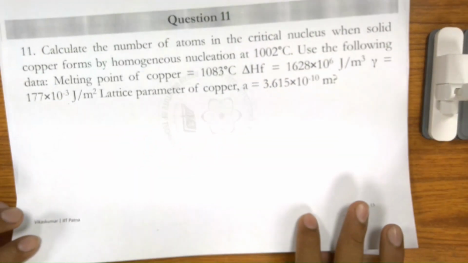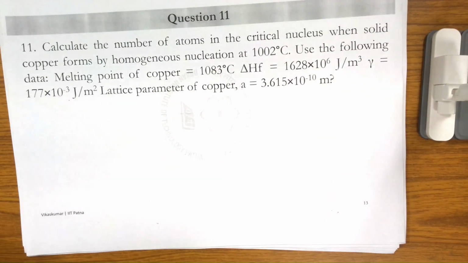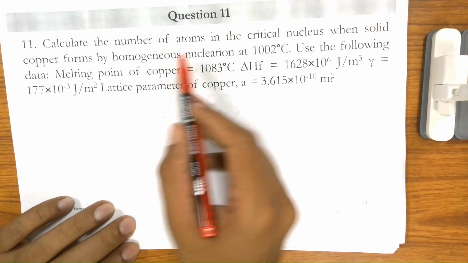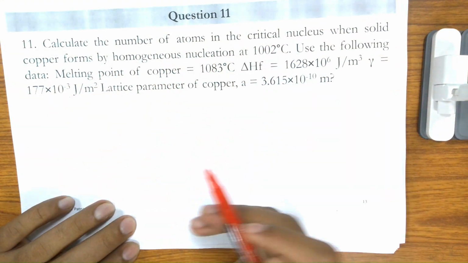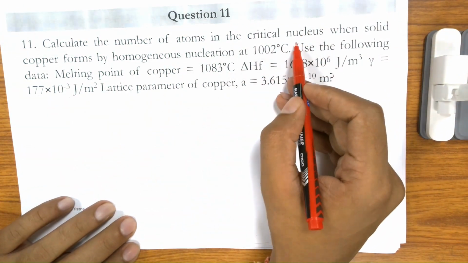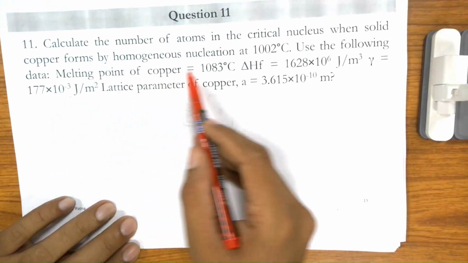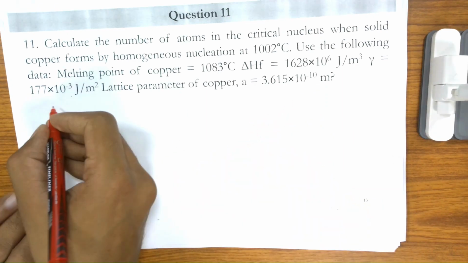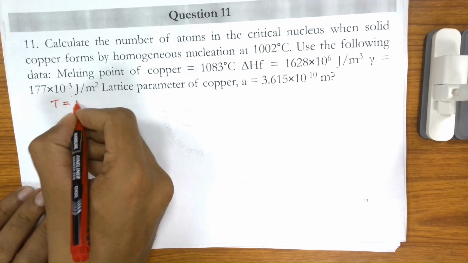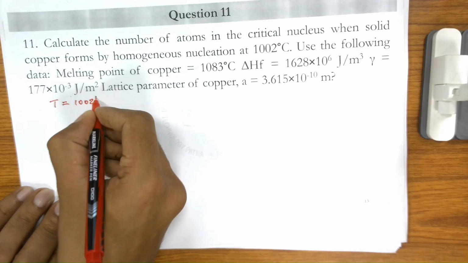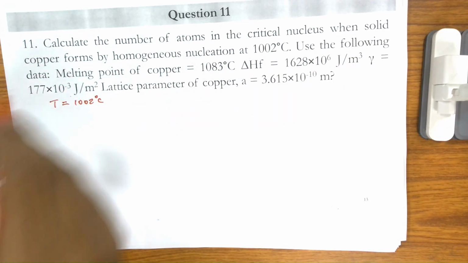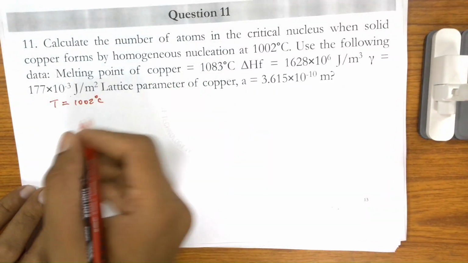Let's go to question number 11, which is as follows. We have to calculate the number of atoms in the critical nucleus when solid copper is formed by homogeneous nucleation at the temperature 1002 degrees Celsius, using the following data. So the data is given to us.